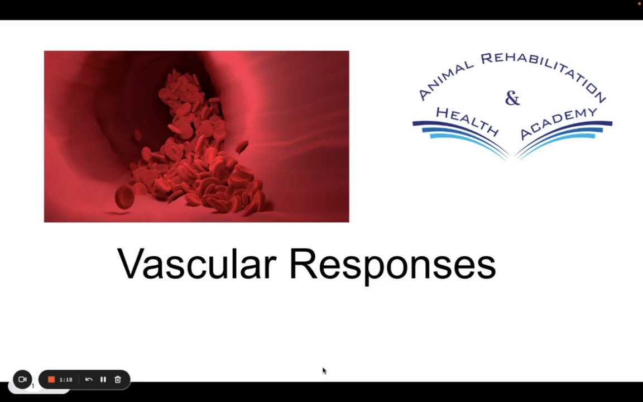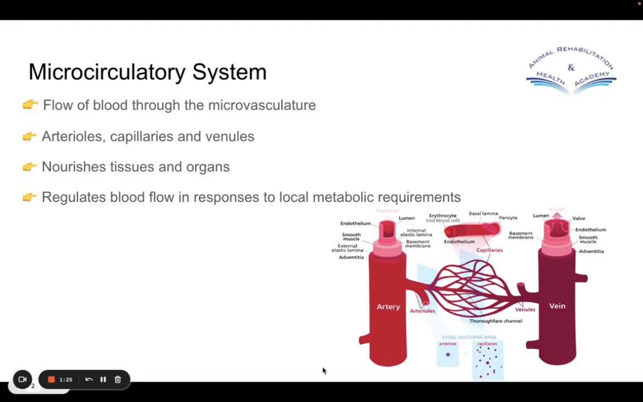Okay, now we've had a look at the cellular responses, we're going to move on to have a look at the vascular responses. So really what we're looking at here is the microcirculatory system, which is the flow of blood through the microvasculature. If we look over at this image, we can see we've got the arteries and the veins, which get smaller into the arterioles and the venules, these smaller vessels, and then eventually it gets even smaller down to the capillaries and the capillary bed. And this is where the perfusion into the tissues occurs.